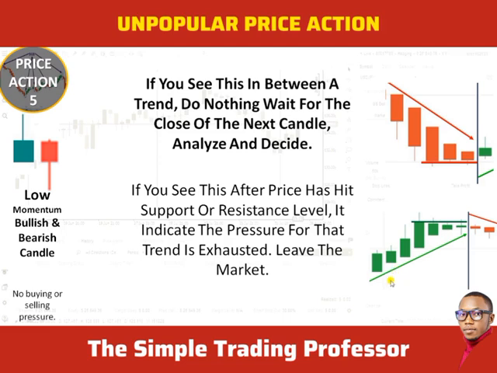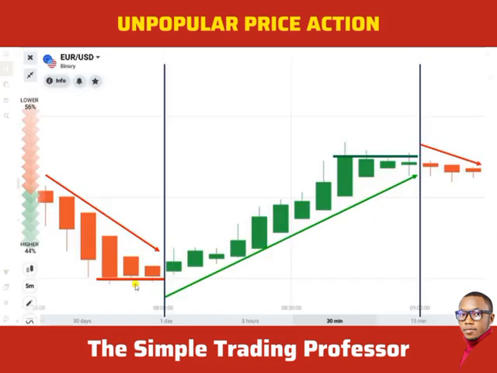The same thing happens on the upside. Price has gotten to a resistance level, and then a low momentum bullish candle appears. It didn't break this. What happened? Leave the market, because the market is about to reverse. You see it here, it reversed. When it happened again, it reversed on the downside.